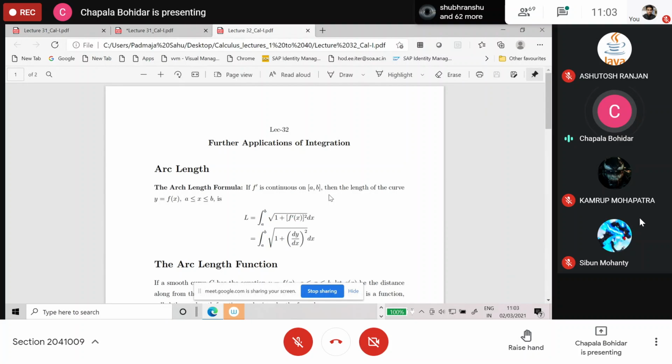Chapter 8. Further applications of integration. And 8.1 is arc length. Find out the arc length.